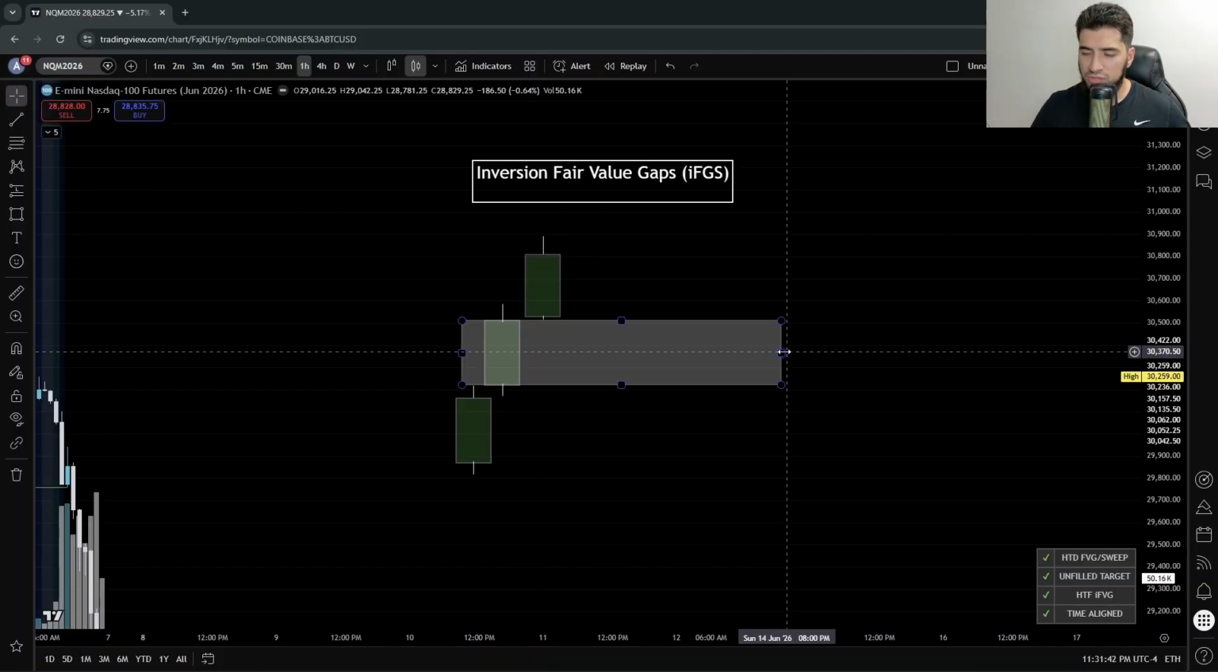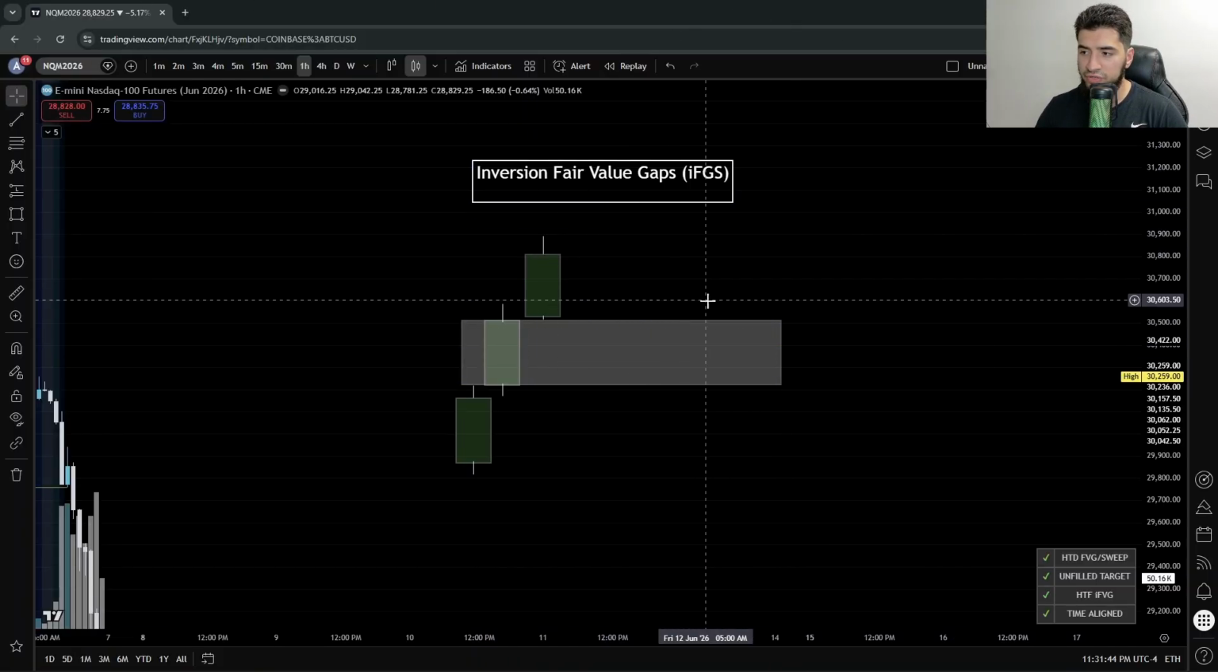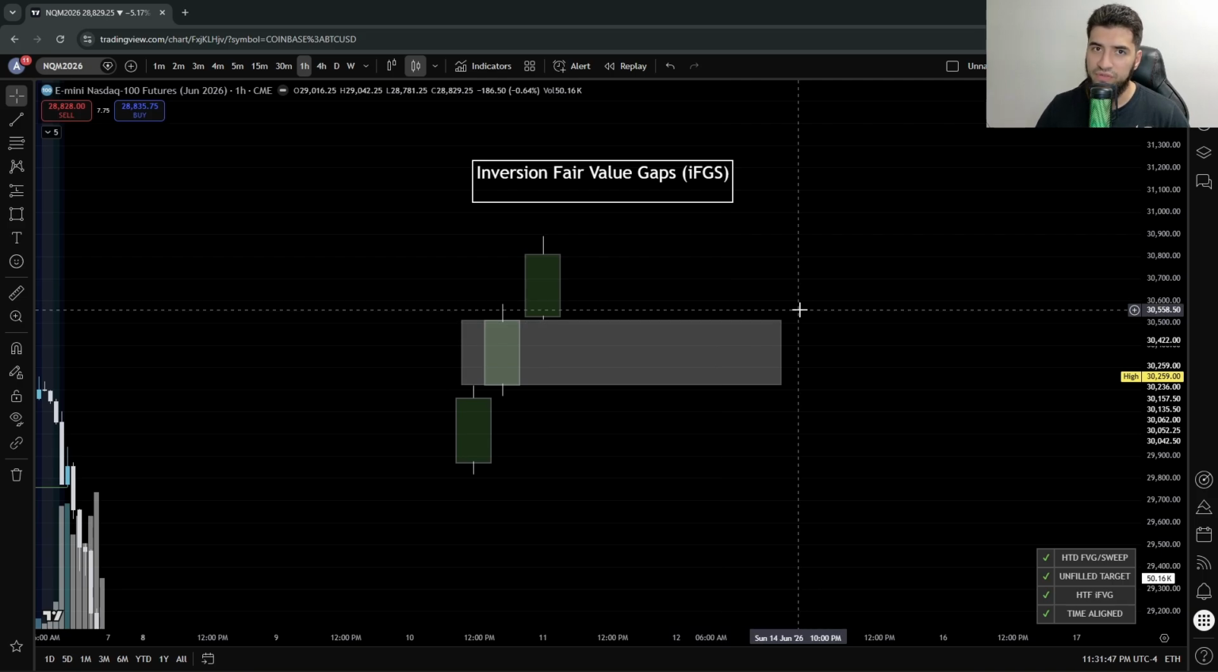But anyways, let's stop the yap and get straight into the chart. So to start off, before going into the inversion fair value gaps, you guys have to understand what a fair value gap is, right?